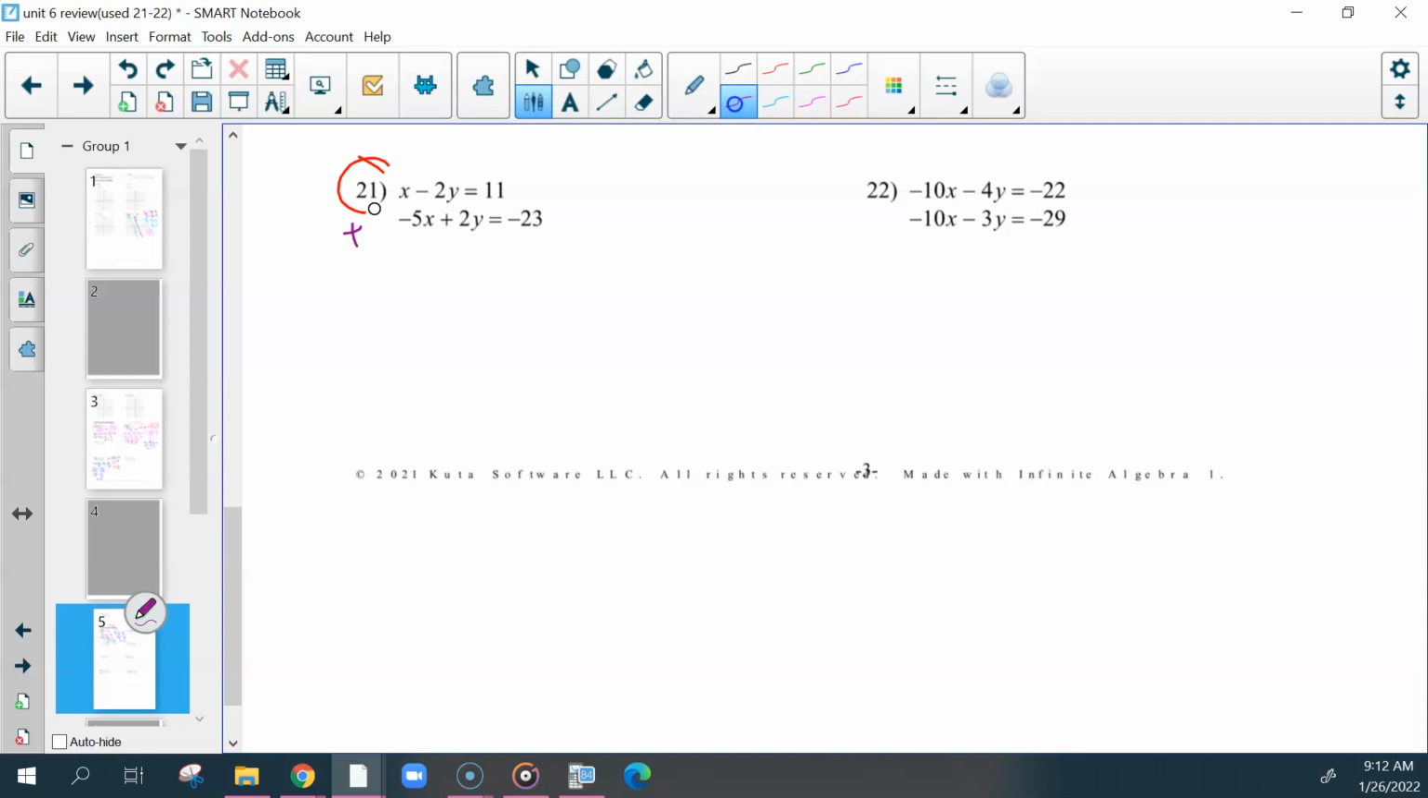Now, if you wanted to, you could multiply one of them by a negative to make them both the same so that you could subtract. That's definitely an option. Do you have to do that? No. So if we are adding these two together, x plus a negative 5x would be the same thing as x minus 5x, so negative 4x. These would cancel. And then 11 plus negative 23 is the same thing as 11 minus 23, which is negative 12. And then we could divide.